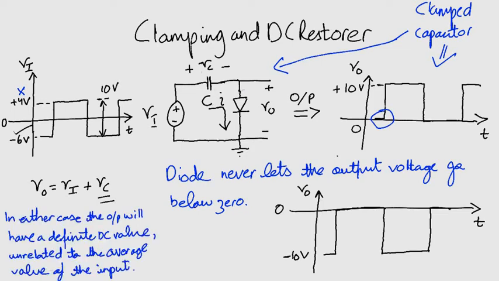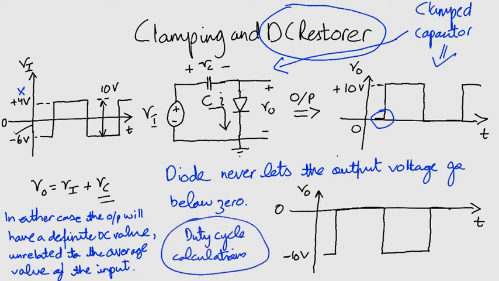If a signal is passed through a capacitively coupled system, it is going to lose its DC component. Passing it through a clamping circuit is going to give it a definite DC component. This is why this circuit is also called a DC restorer. It is particularly useful when calculations involving duty cycle require the average value of the signal to be known.